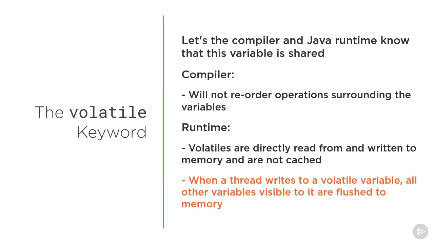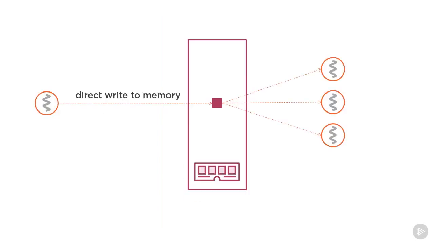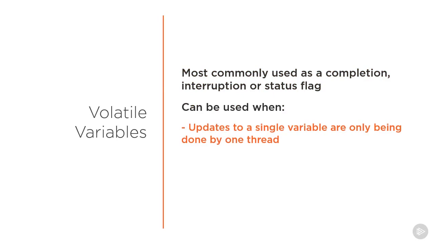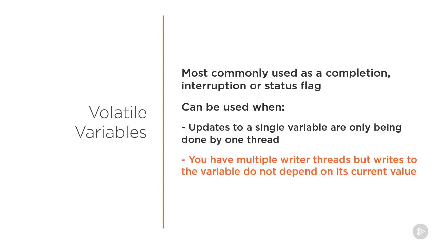In addition, when a thread writes to a volatile variable, all variables visible to that thread are also flushed from cache to main memory. The effect of all this is that when you have a volatile variable, updates from one thread are predictably propagated to other threads. The most common usage of volatile variables is as a completion, interruption, or status flag. However, the use of volatile can extend to any situation where updates are being done by only one thread and you have one or more reader threads. You can also use volatiles if you have multiple writer threads, but writes to the variable do not depend on its current value, which means that the writer threads are just publishing the results.